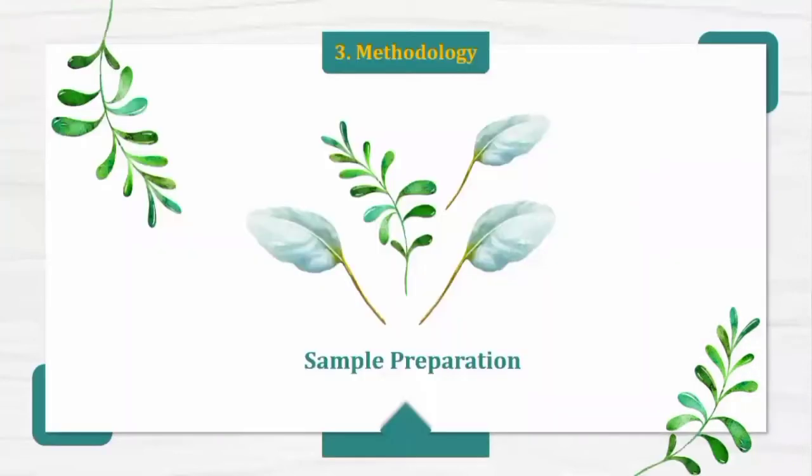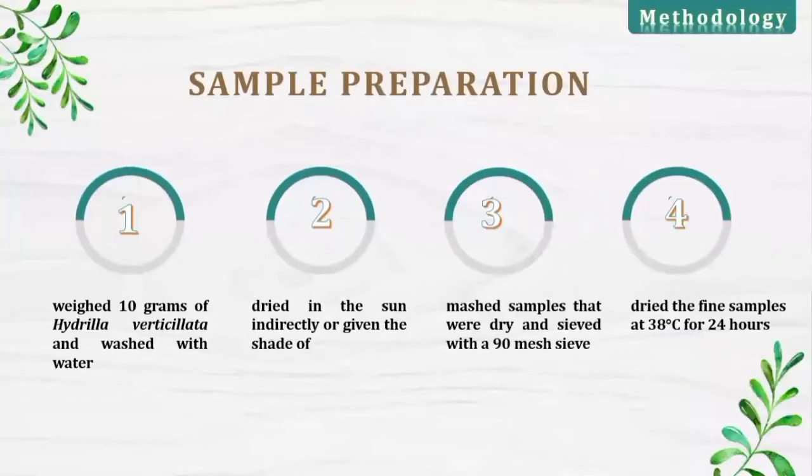The first step is sample preparation. Steps of sample preparation are: first, weigh and take Hydrilla verticillata and wash it with water to clean the dirt. Second, dry it in indirect sunlight or even heat to avoid damage to the active compounds in the sample due to high temperature. The drying process is carried out because the Hydrilla verticillata plants still contain water. In addition, drying also functions to reduce enzymatic reaction and the growth of fungal pathogens in the sample.